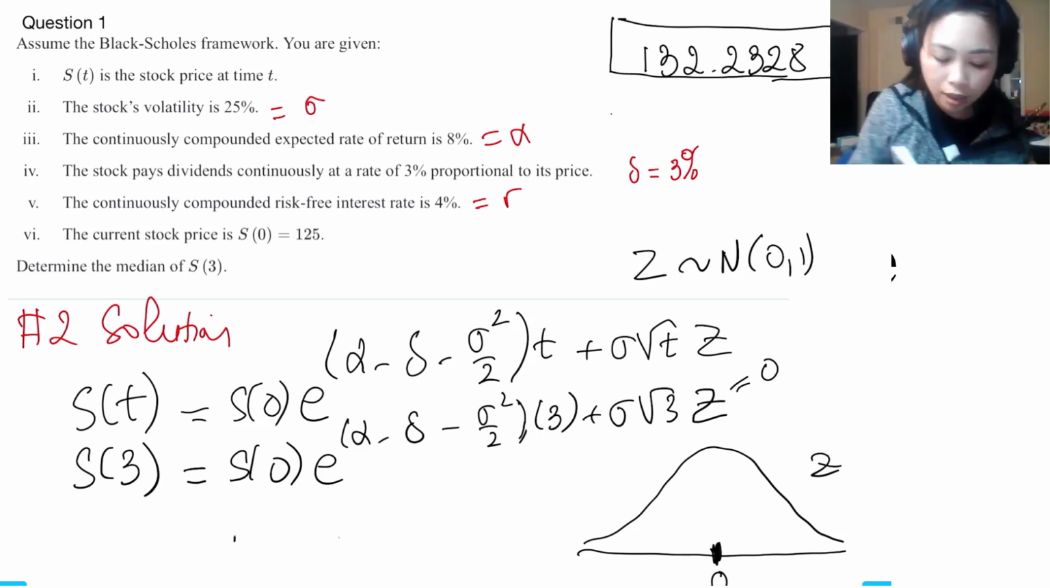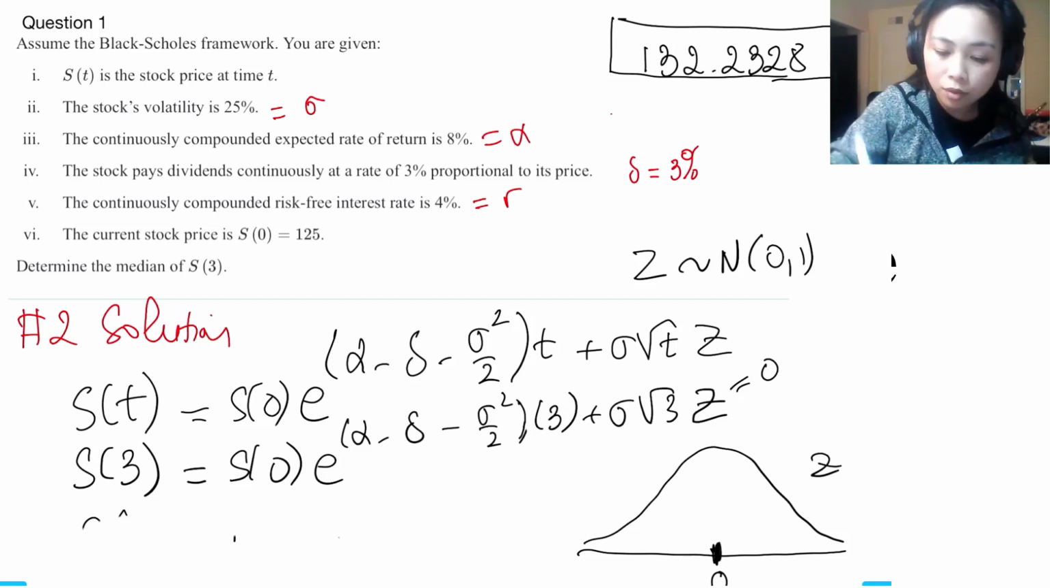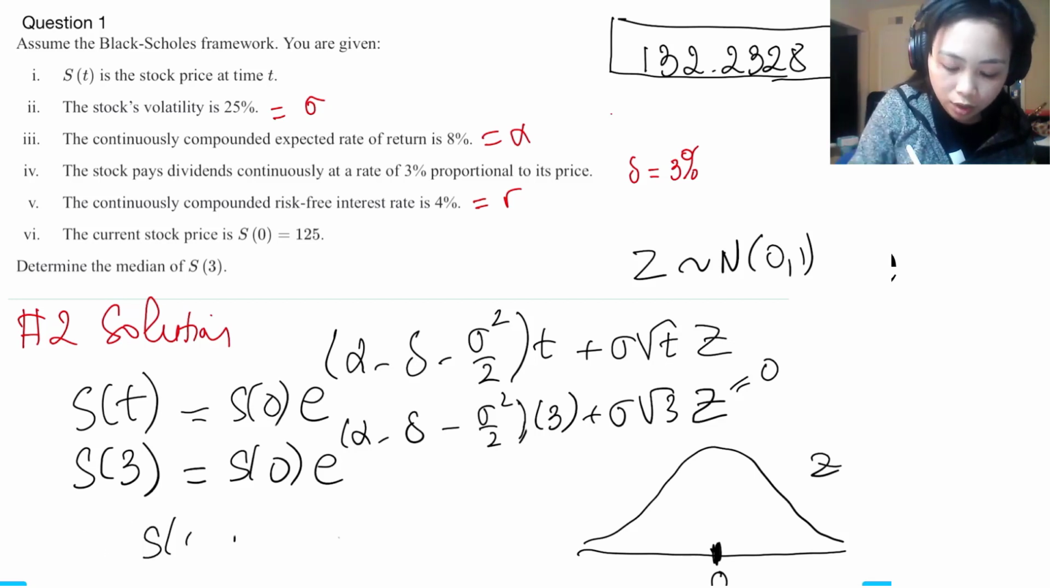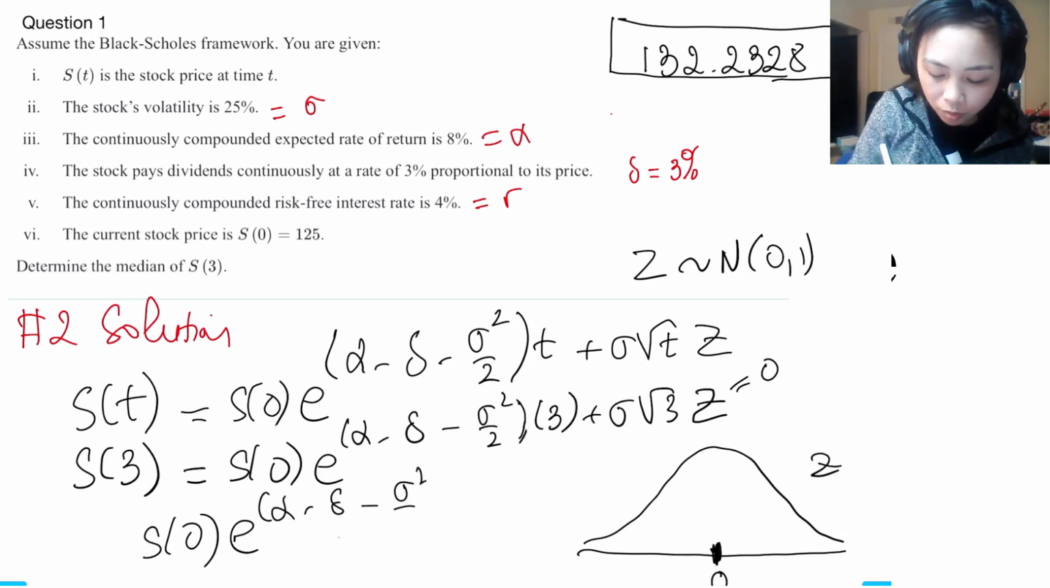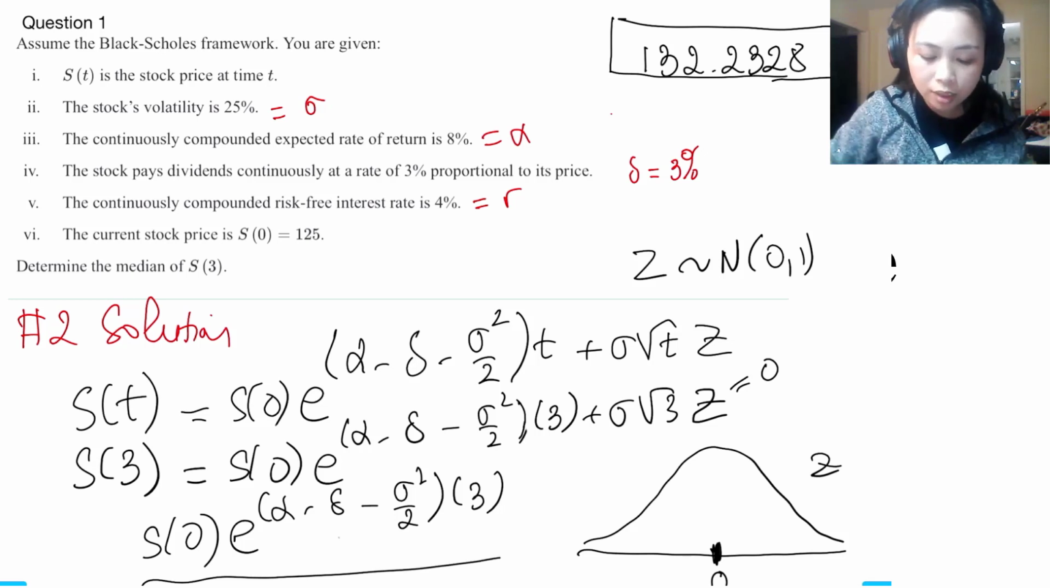So this is the formula to find the median, and this is exactly the first solution. You see that? So the second solution is just how you recall the formula to find the median, because sometimes in the exam you might be stressed out and you forget the formula to find the median of S of 3. So this is how you recall it. And then all you have to do is just replace S of 0 here is 125, alpha is 8%, delta is 3%, sigma is 25%, and that's all. You got the median of S of 3. So that's the first question.